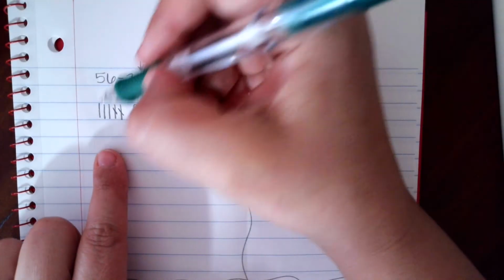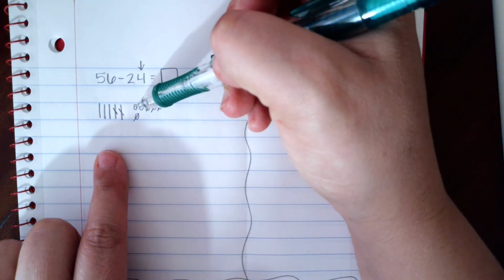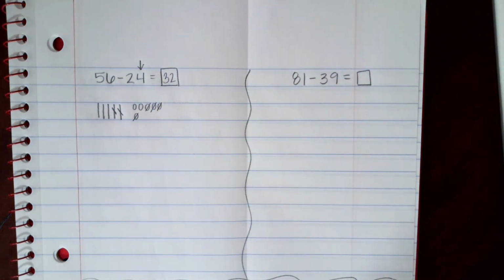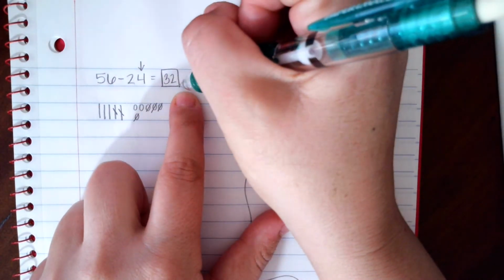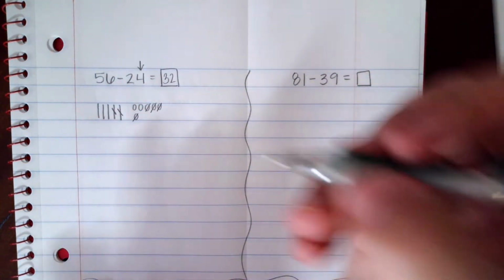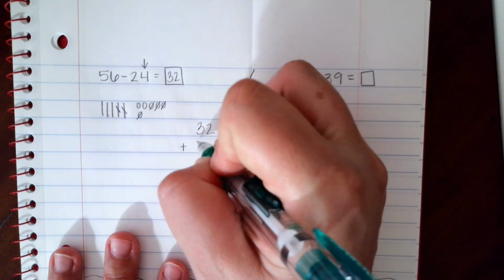Let's see what kind of answer we get. 10, 20, 30, 31, 32. Now let's see if that's correct. Remember how we see if it's correct? We take our answer and we add it to our other partner and we hope that we get this final total. So I'm just going to do it right here. You can do it somewhere on your whiteboard or your paper.